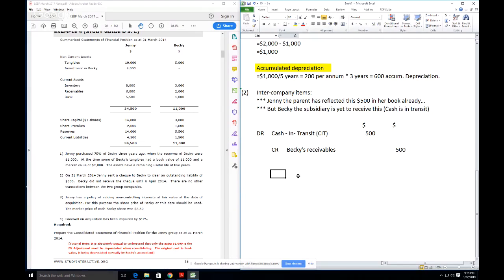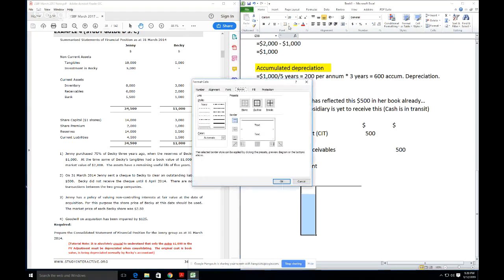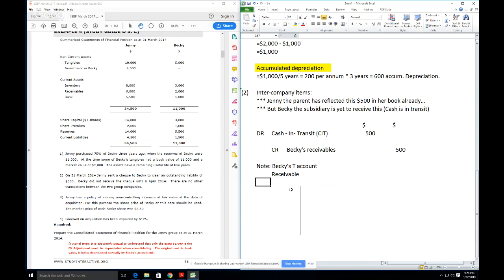Let's just note the account. And this is receivable. Remember, this is receivable I'm about to do is for Becky. We all know this is debit and this is credit. The account never lies.